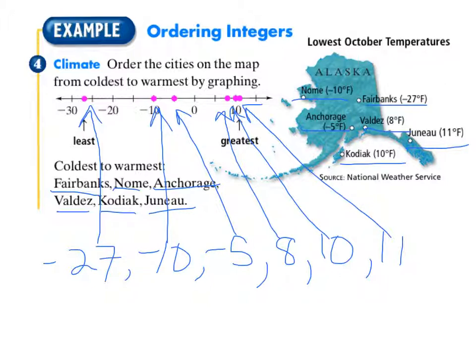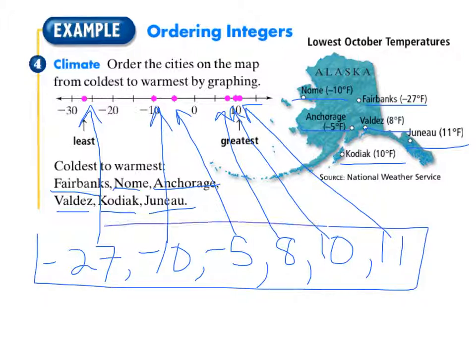Now, if you're comfortable with positive and negatives, can you just make a list like this? Absolutely. But graphing it is just a way that if you have trouble, maybe you might get 8 and 10 mixed up, or you might get 10 and 5 mixed up. If you put it on a number line, you can't get that mixed up because you're counting down or up the number line.